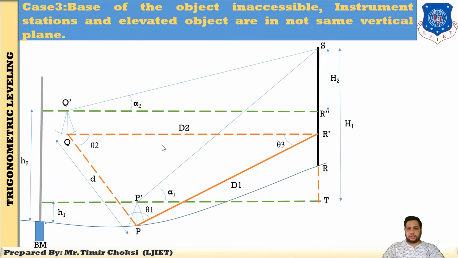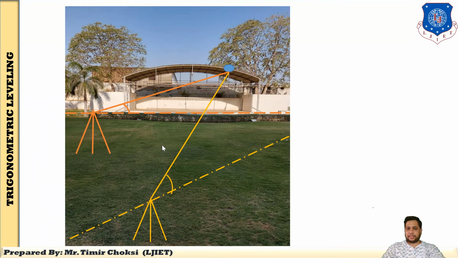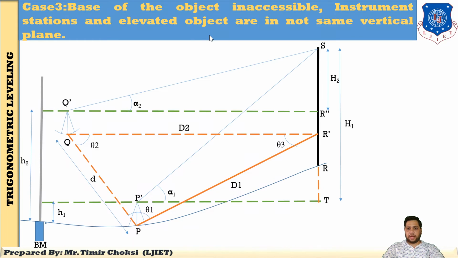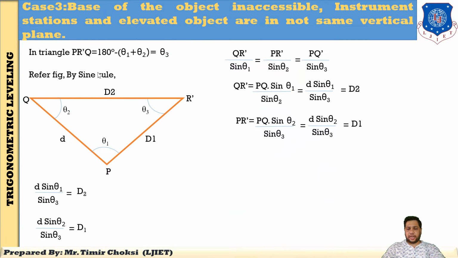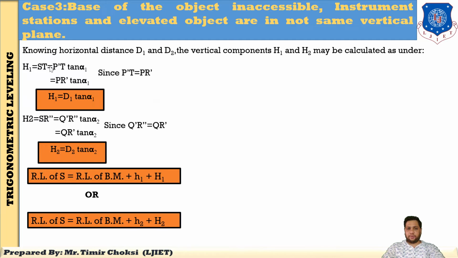I will repeat this step. First, you know that this is case number 3, when the base of the object is inaccessible and the instrument station and elevated object are not in the same vertical plane. So first you draw the figure, then with the sine rule find D1 and D2, then find H1 and H2 from the triangles, and then find the RL of S. So this is our derivation of case number 3.